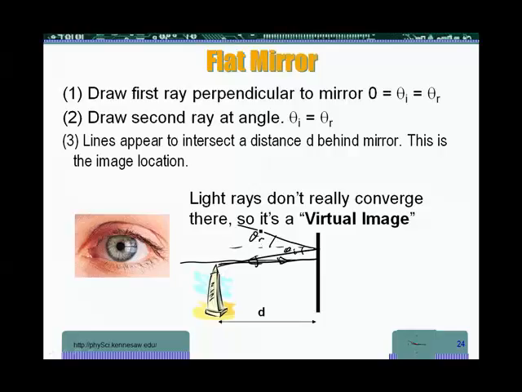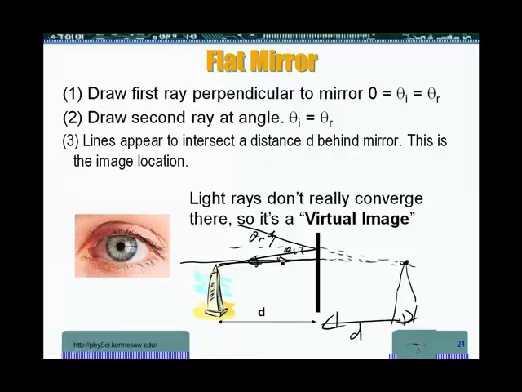Now, what you do is you extend both lines towards the back of the mirror. These two reflected beams look like they would intersect in the back. And where would they intersect? At the tip of the object. And I can do it for every small part of the object, and that's the way I'm going to reconstruct the image.